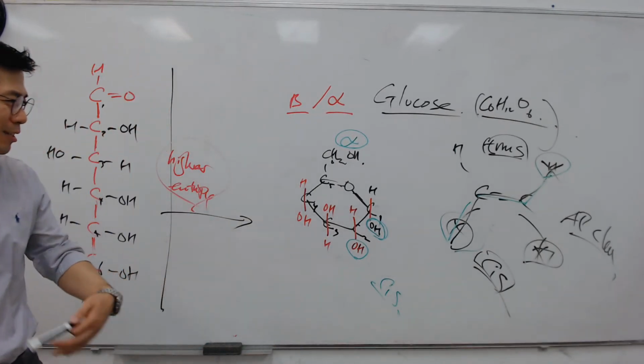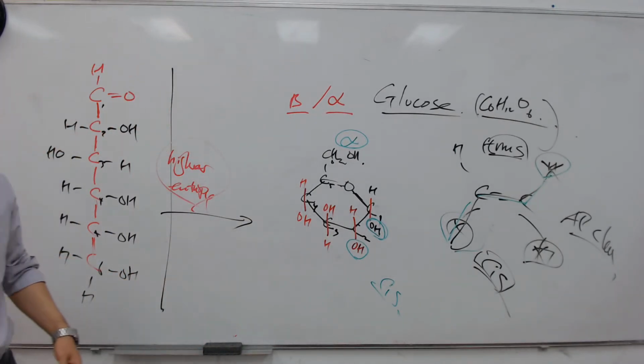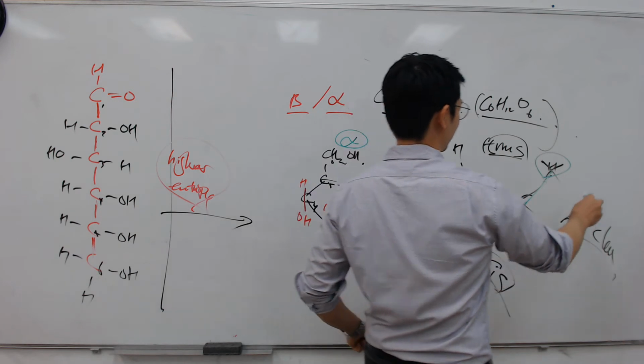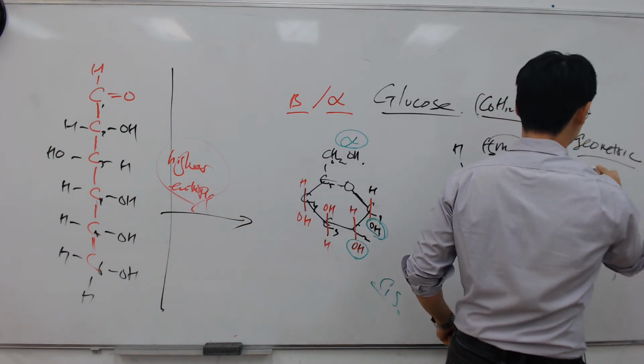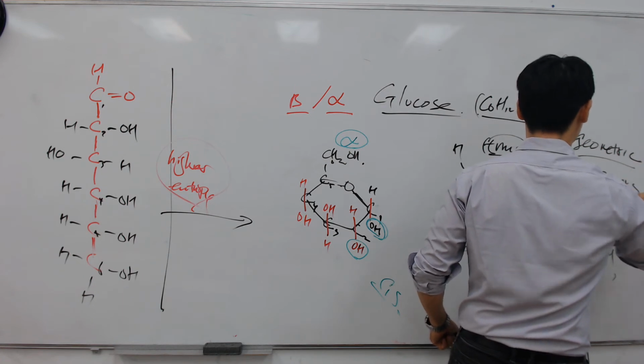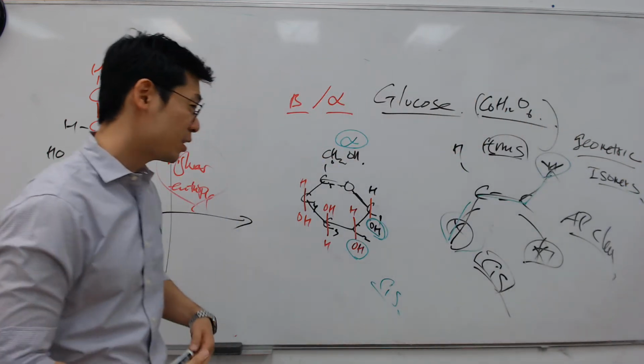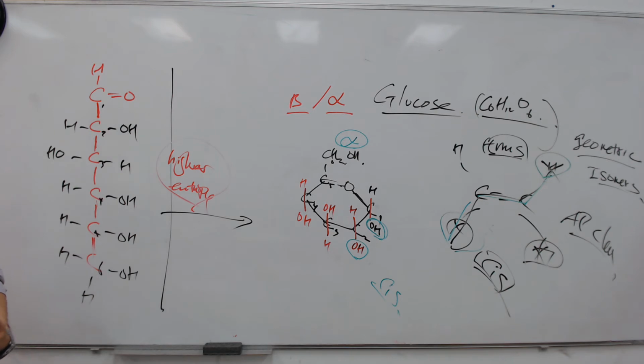Someone said you guys are smart, guys. Yeah, geometric isomers. I can't teach you every little thing like this, okay? So something like cis and trans is called geometric isomers, okay?